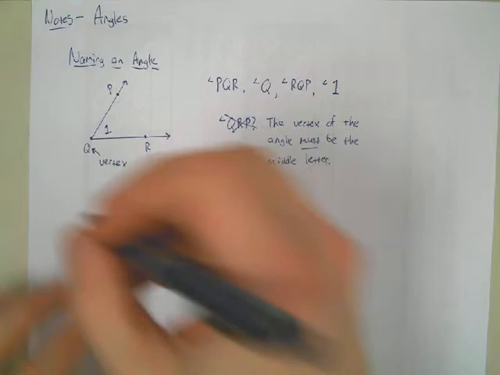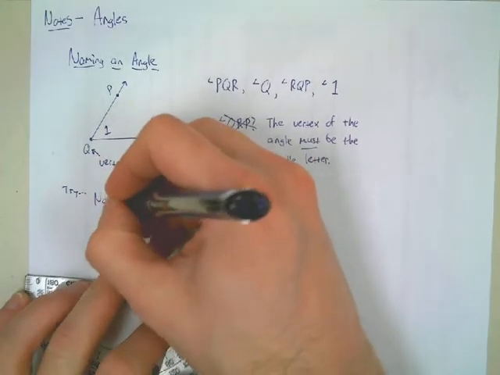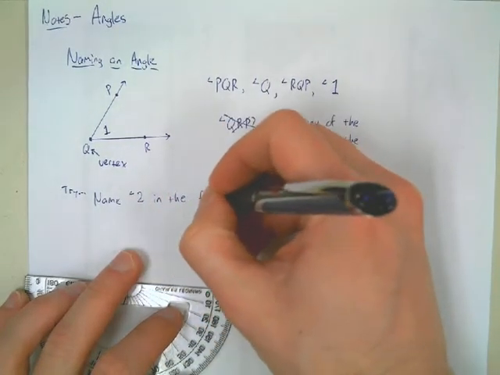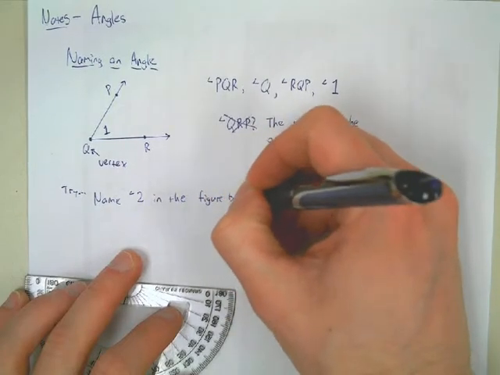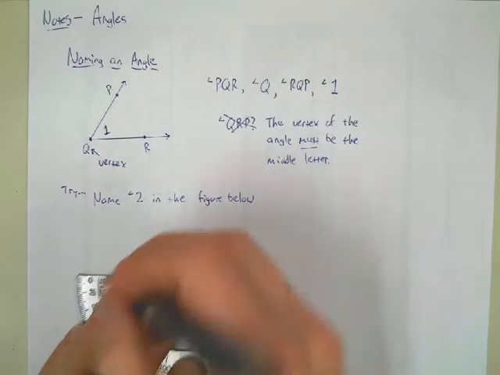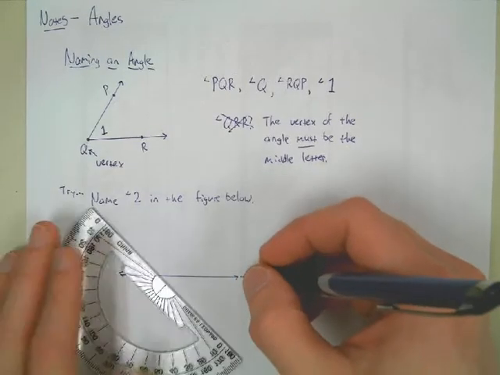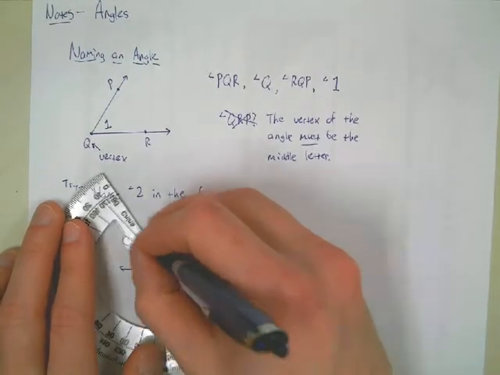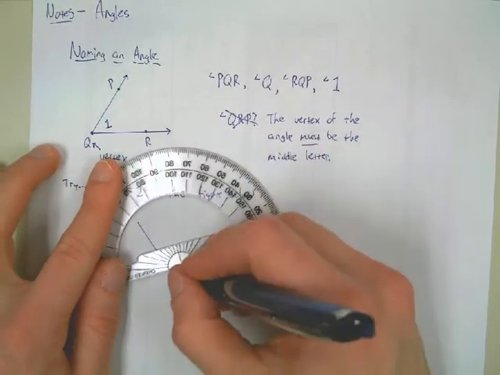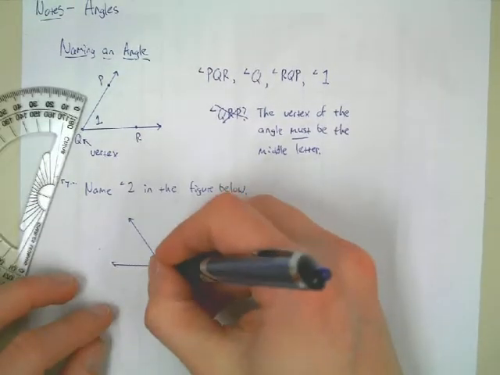So let's try this here. As a quick example, what I would like you to do is to name angle 2 in the figure below. I'm going to draw a picture here for you. I want you to name angle 2. Do this. Okay, so you can see we have lots of different angles here.